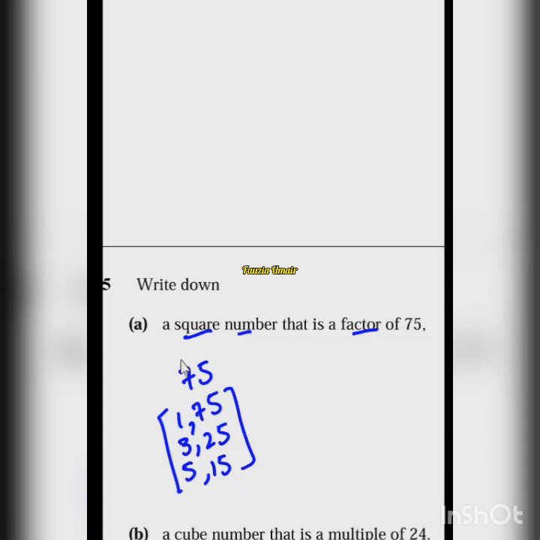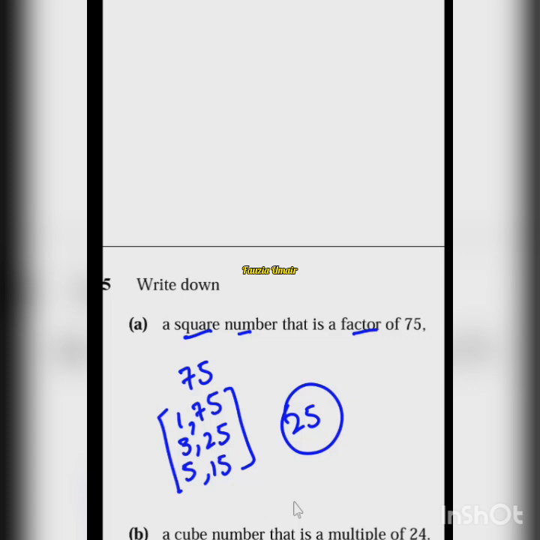Now the question is a square number. So which of these factors is a square number? So not 25. Hashim, anyone else? Okay. So 25 is your answer. Are we clear? Hussein, Amsal, Bete, are we clear about it? Yes, ma'am. All right, very good.